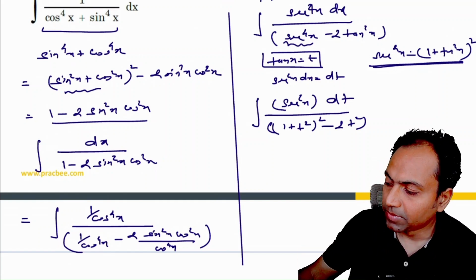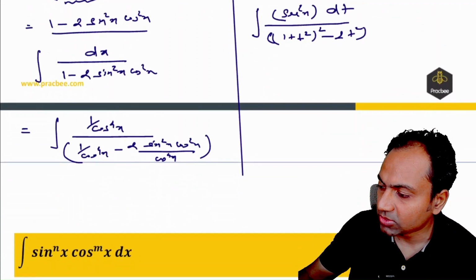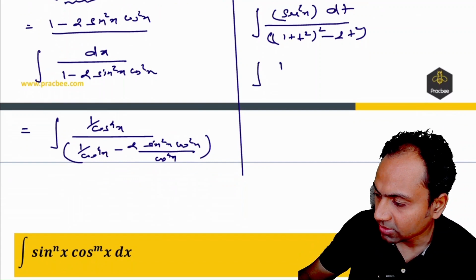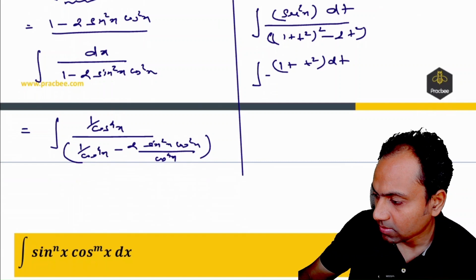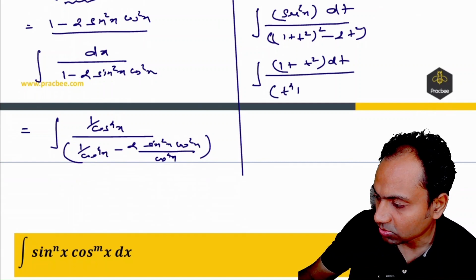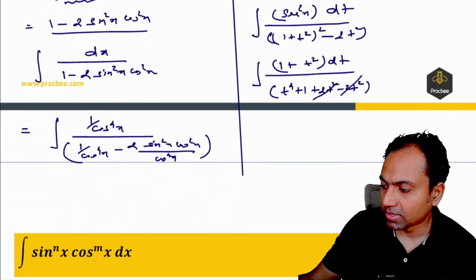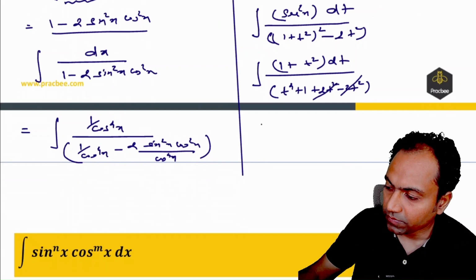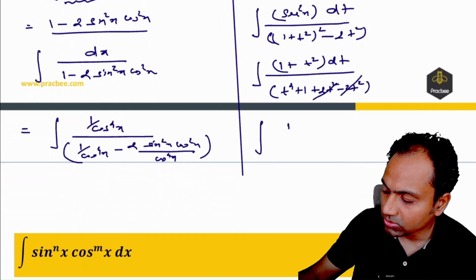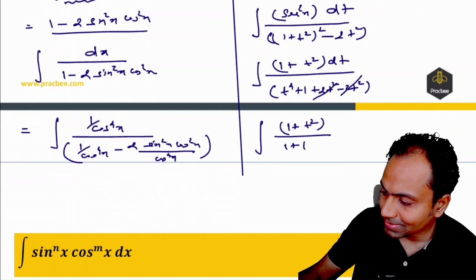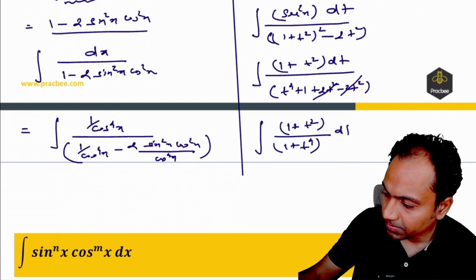Now let us simplify and see what happens. This sec square x can again be written as 1 plus tan square x, and hence 1 plus t square. And in the denominator, we can again open this. So this becomes t raised to the power 4 plus 1 plus 2t square minus 2t square. So this is getting cancelled. So now what we have got is an integral that looks like this: (1 plus t square) by (1 plus t raised to the power 4) dt.